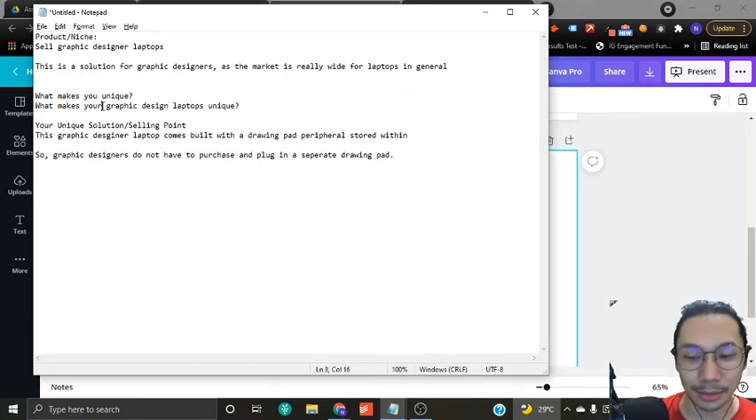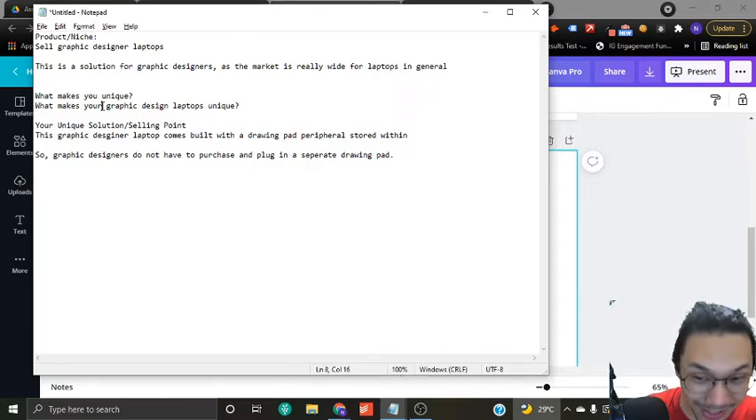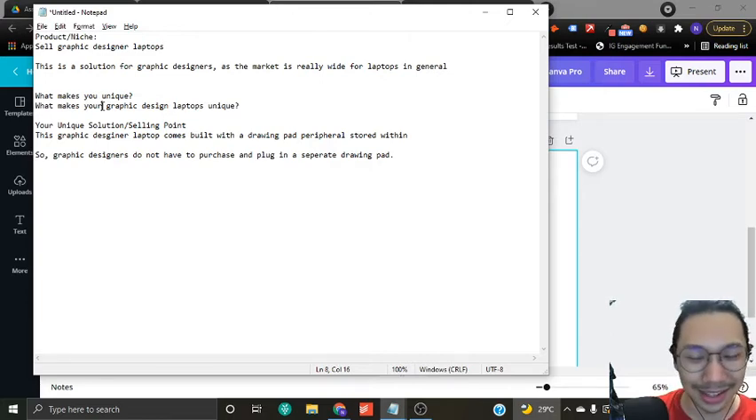You see what you're selling, which is in this case, a graphic designer laptop. And what's so unique about it? What solution does your particular product have? And who's it for? So this particular graphic designer laptop has a built-in drawing pad. Who in the world is it for? First, we know it's for graphic designers, but it's specifically for graphic designers that do not want to purchase or plug in a separate drawing pad. They just want everything all in one. So yeah, I've kind of accidentally created the customer persona, which matches already.